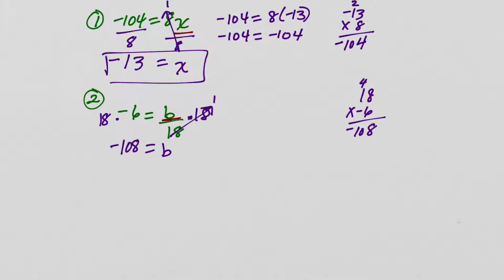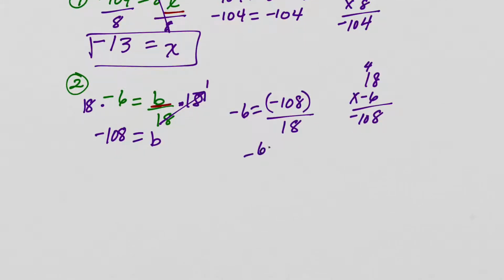as my answer. Now again, I can't just assume that's correct, so I'm going to do negative 6 equals negative 108, that's where the b was, divided by 18. So hopefully if I do my division, I will get the same negative 6. Is that making a little bit more sense? Yes? Fantastic. Let's do one more like this.